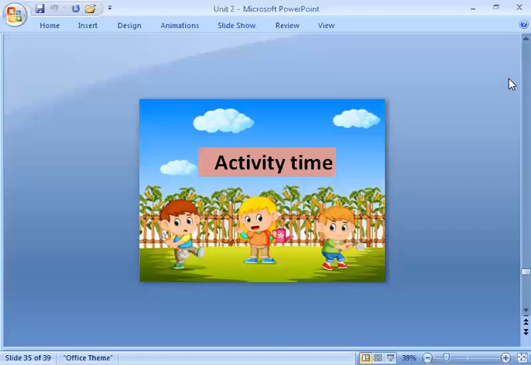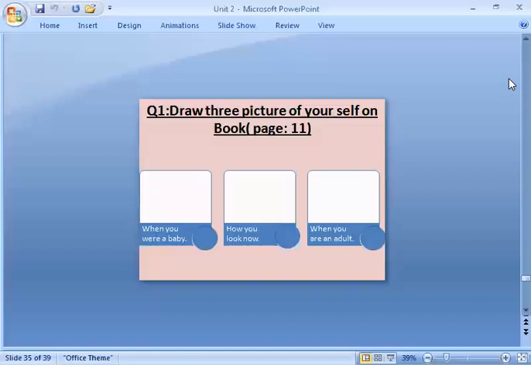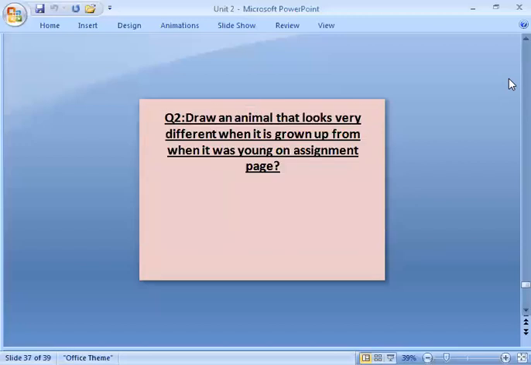Students, now it is activity time. Draw 3 pictures of yourself on book page number 11: when you were a baby, how you look now, when you are an adult. Students, draw an animal that looks very different when it is grown up from when it was young on the assignment page.